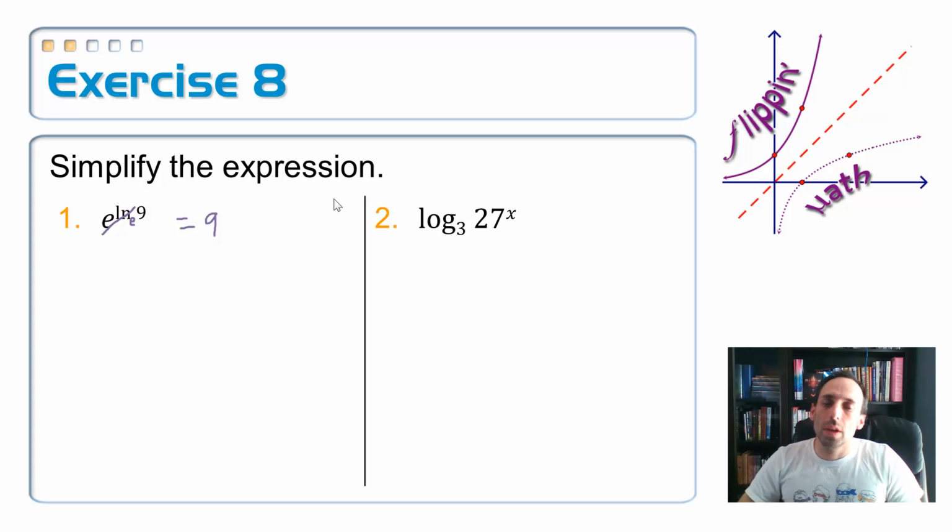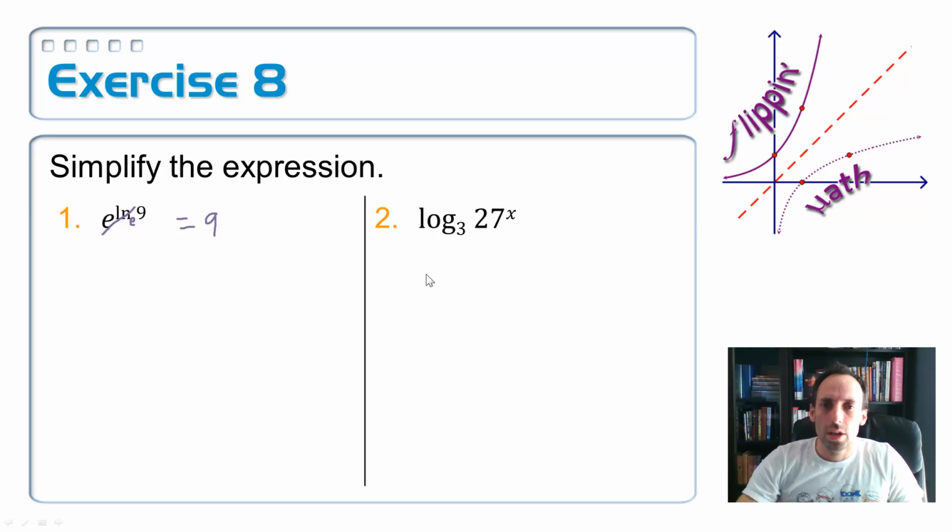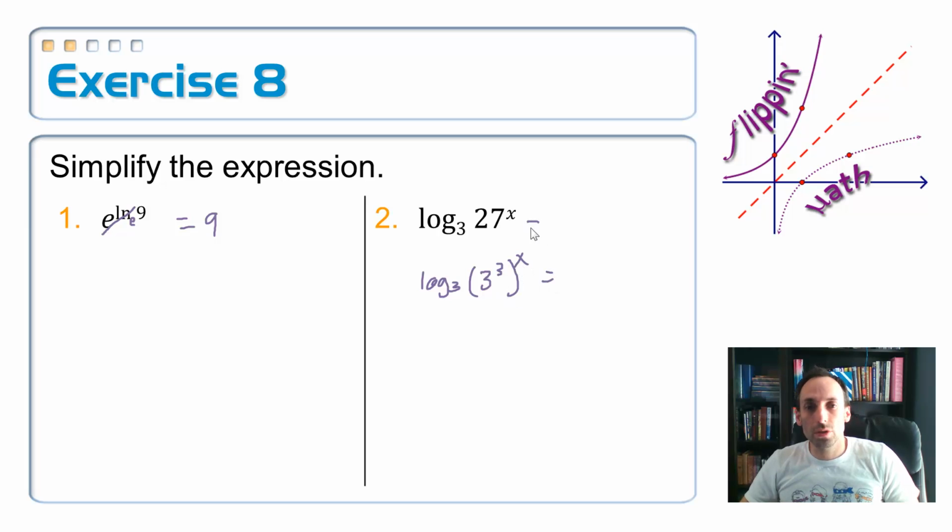Look over here at number 2: the log base 3 of 27 to the x. This one's a little tricky, because you have to rewrite the 27, since it's not a power of 3. If I look back at the property here, the thing that's inside has to have the same base. So can we rewrite 27 with the same base? How about the log base 3 of 3 to the third power, to the x? Let me rewrite that one more time: the log base 3 of 3 to the 3x. Alright, now everything should cancel out, and what I should get back is just the exponent, 3x.